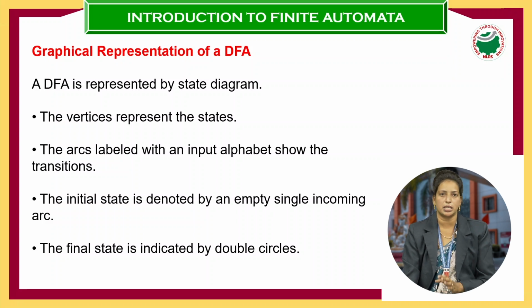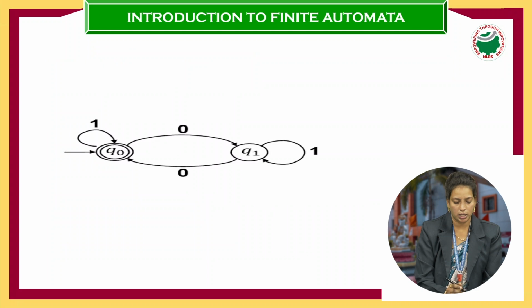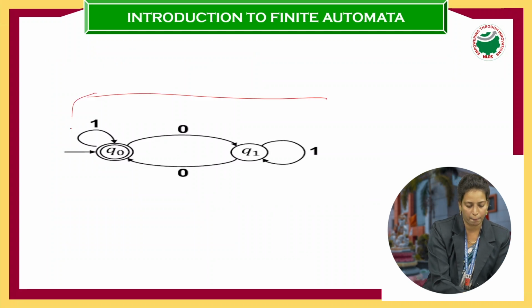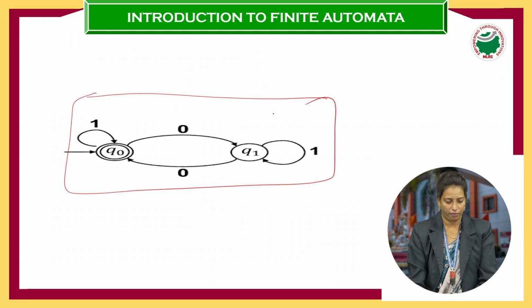So, vertices represent the states. The arcs, labeled with input alphabet, show the transition function. The initial state is represented by an empty single incoming arrow. A final state is indicated by a double circle. So, this is a sample representation of a DFA.